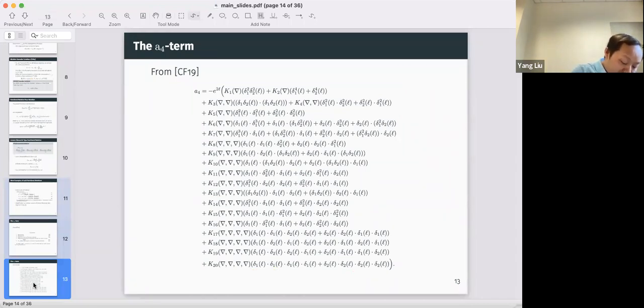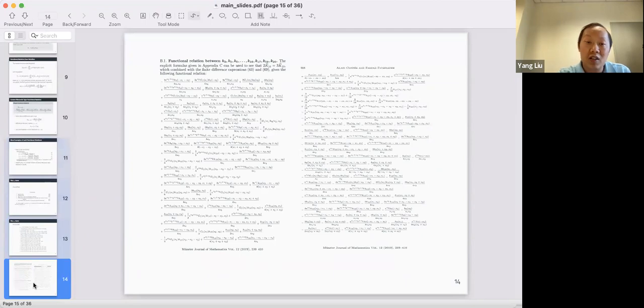Then you have similar functional relations from some variational problem. In these slides I do not intend to show any precise formulas, just to give you an impression of the complexity of this computation. For example, in these slides you probably won't even be able to find an equal sign, because the equal sign is in the next page. So that's why we need some new organizing principles to study this variational problem.